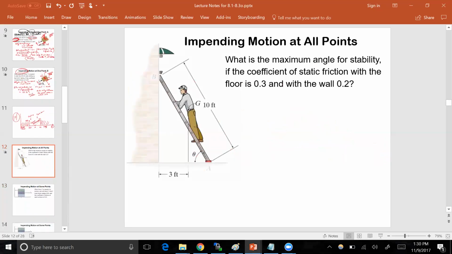Okay. The other thing we can look at is some systems have multiple points of contact with different coefficients of friction. And if you ever find yourself painting houses for the summer, you might think about what can happen to cause your ladder to slip.